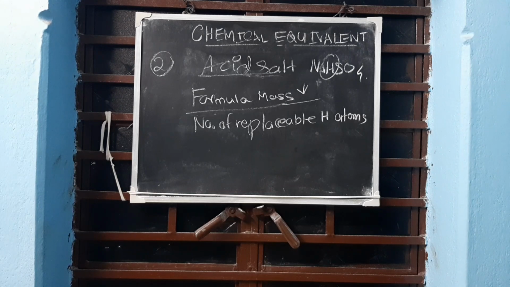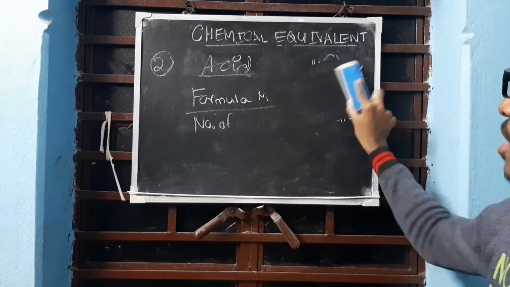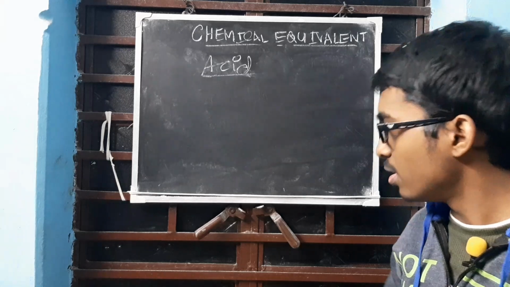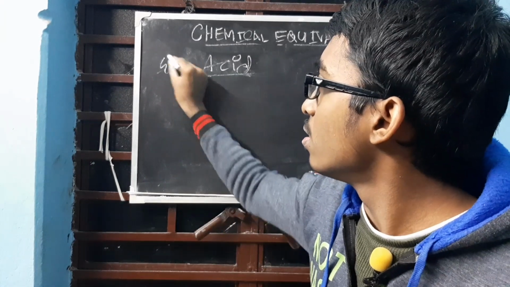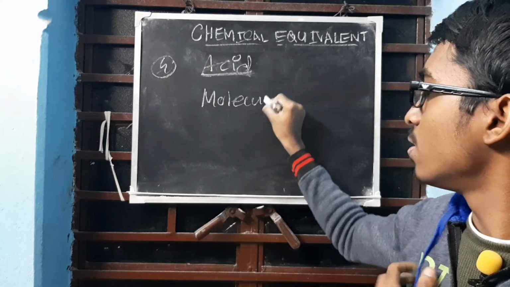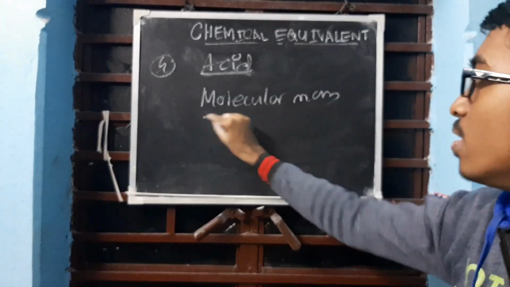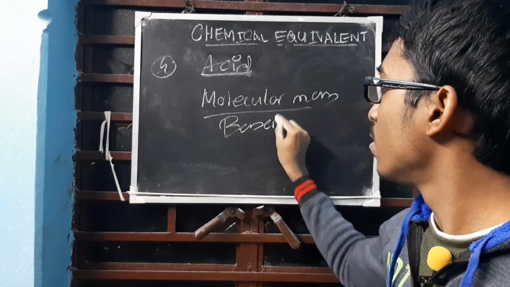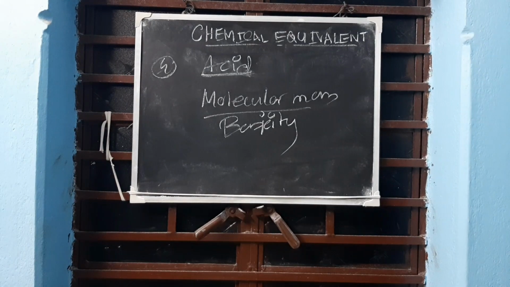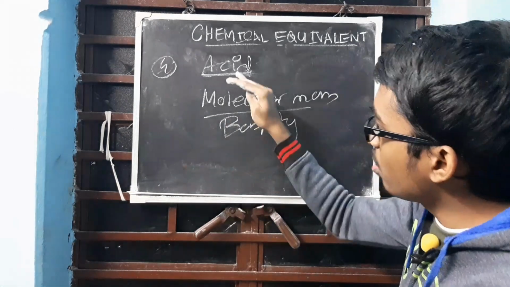Clear? Any problem? Okay. Next, acid. If it's an acid, then what will you do? Molecular mass of the acid divided by basicity. Acid has basicity, base has acidity, you all know that. So this is the basicity of that acid. Clear? The molecular mass of that acid divided by the basicity of that acid will give you the equivalent weight of that acid.